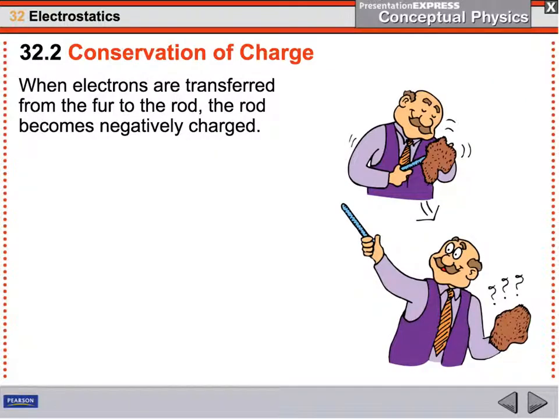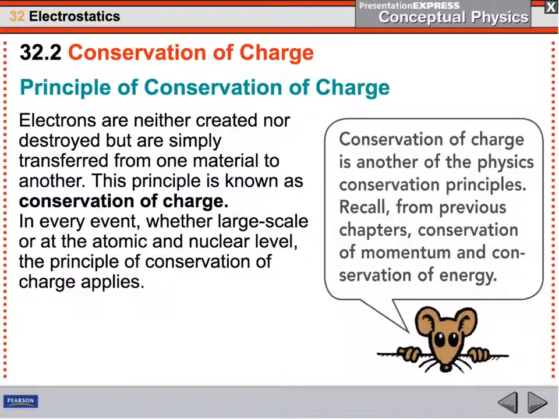When electrons are transferred from fur to the rod, the rod becomes negatively charged. Electrons are neither created nor destroyed, but are simply transferred from one material to another. We've talked about something like that before. This principle is known as the conservation of charge. In every event, whether large scale or at the atomic and nuclear level, the principle of conservation of charge always applies.